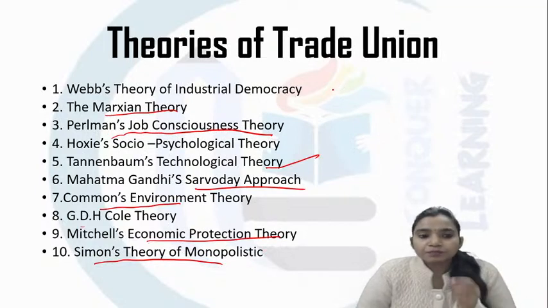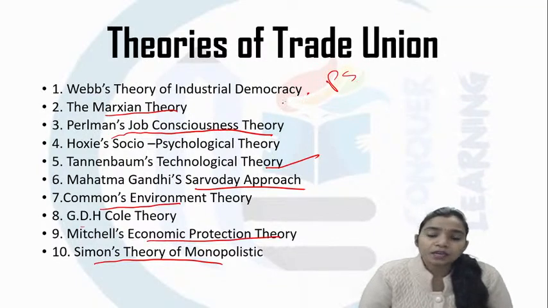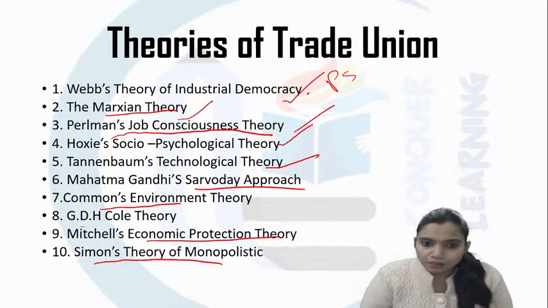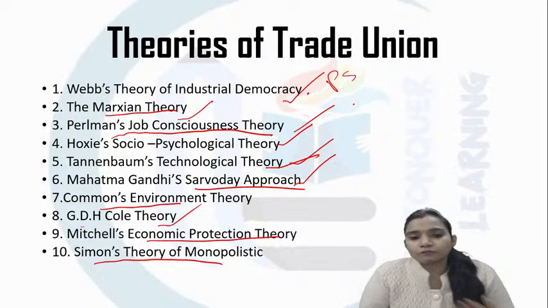Most of the time, the questions are definitely asked, either in the UGC NET exam for code 55, or ALC, or any other PSU, or any other exam which has labor law as a subject. The questions are from theories: Webb's theory, Marx's theory, Perlman's, Hoxie's, Tannenbaum, Mahatma Gandhi, and GDH Cole. These theories you cannot afford to skip.